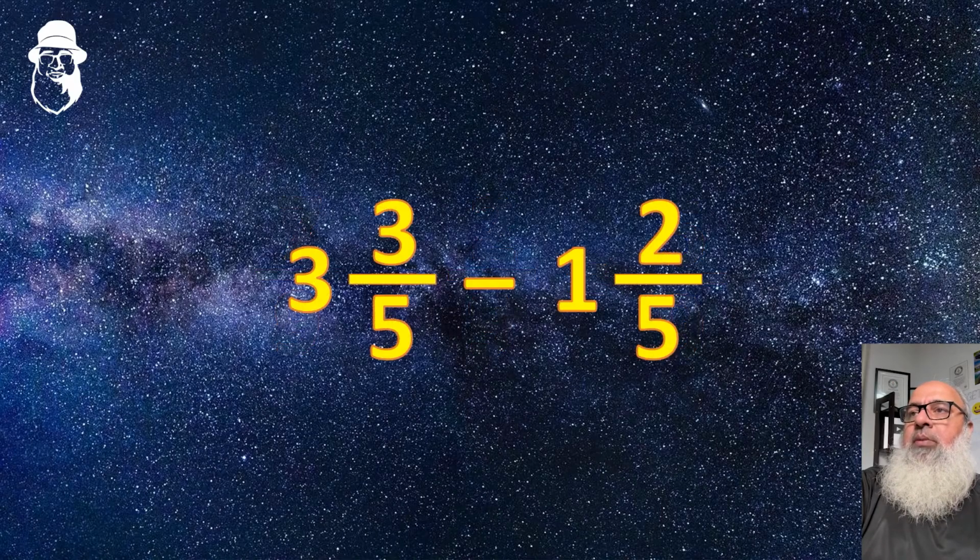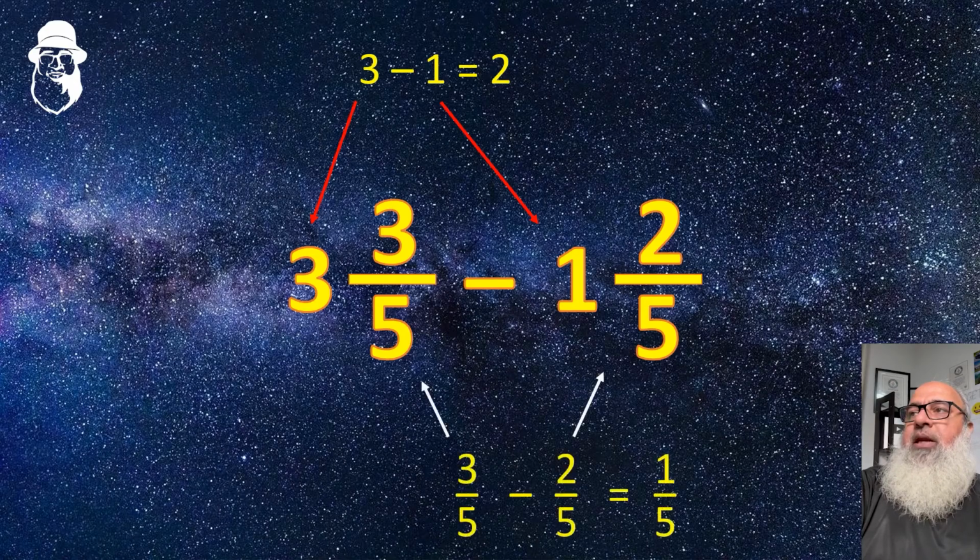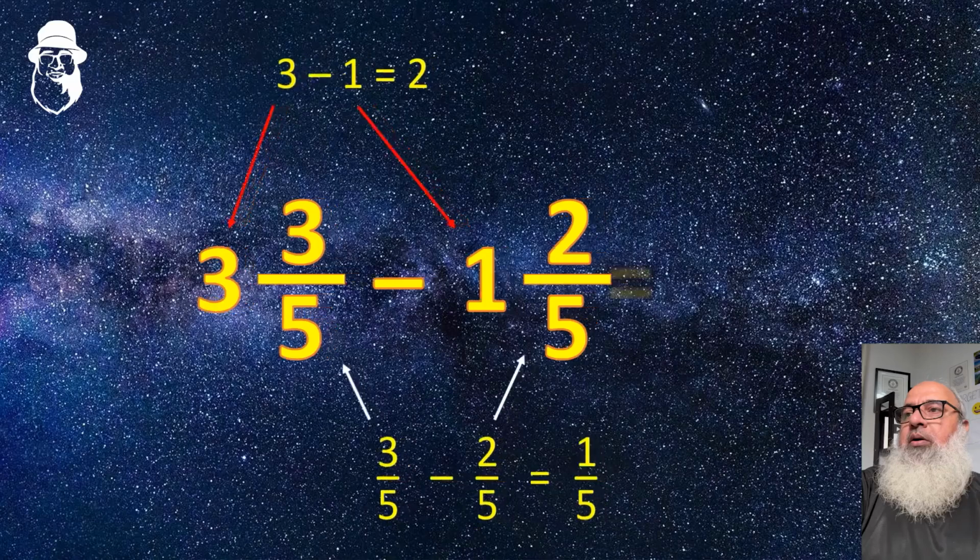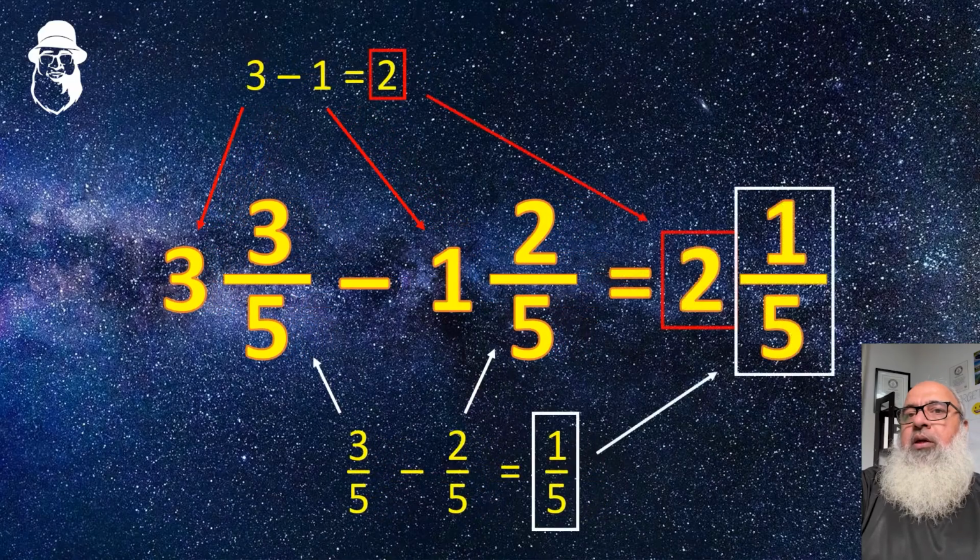Now with the whole numbers, here we subtract the whole ones. 3 minus 1 is 2, and subtract the fractions. 3/5 minus 2/5 is 1/5, and put them together here as the answer.